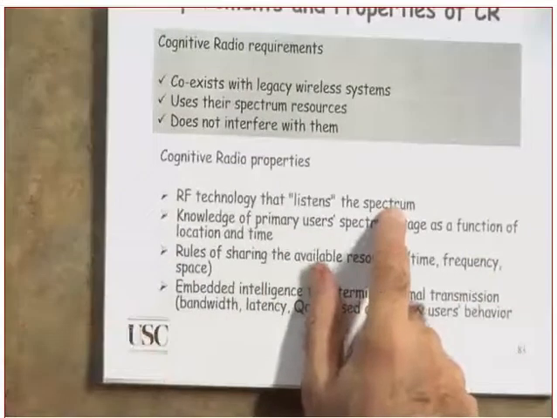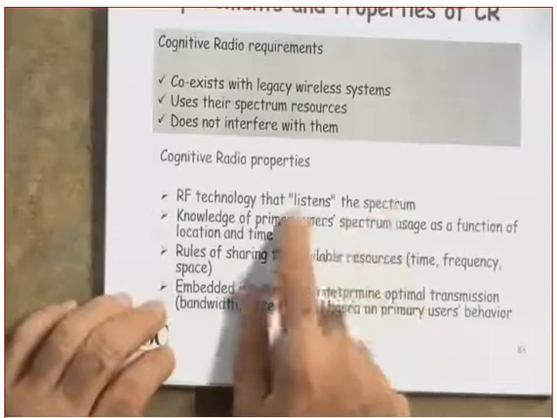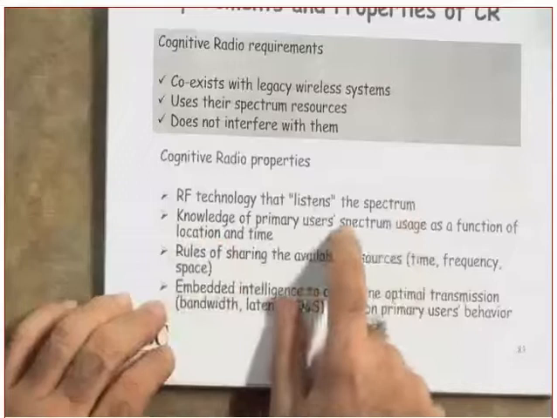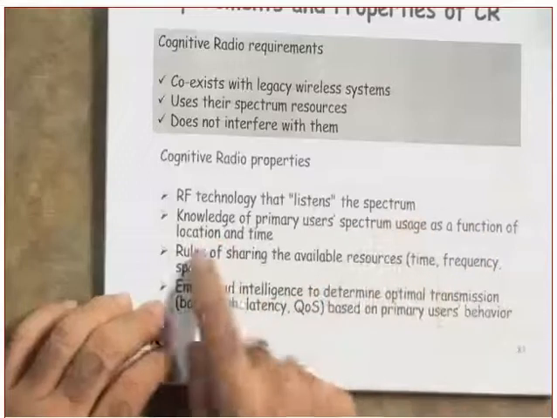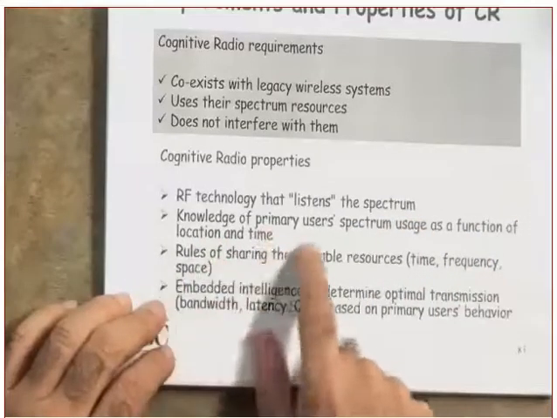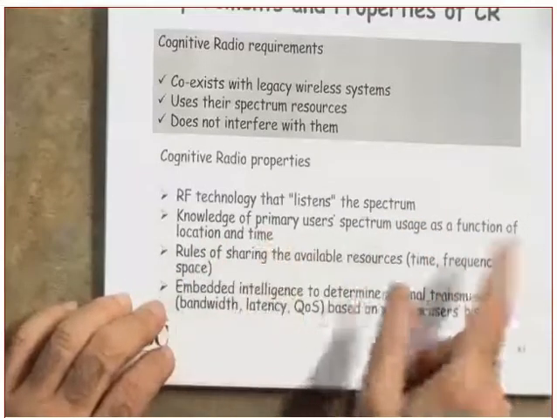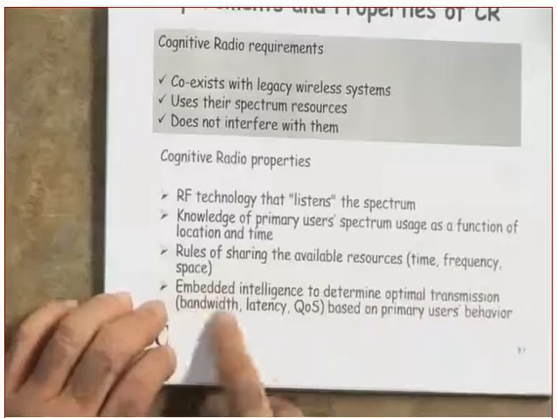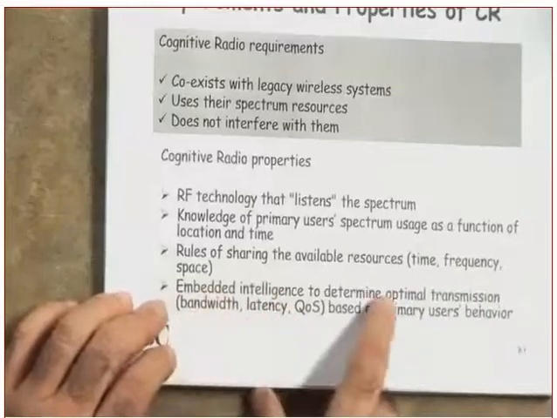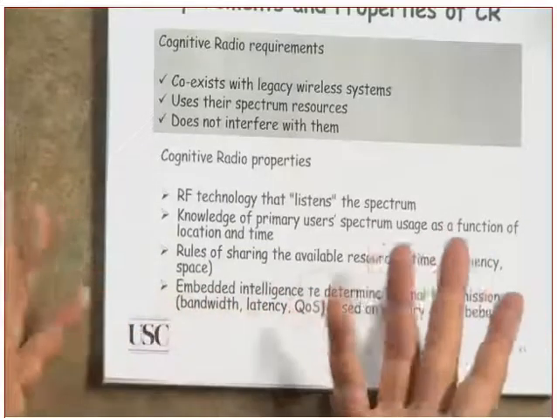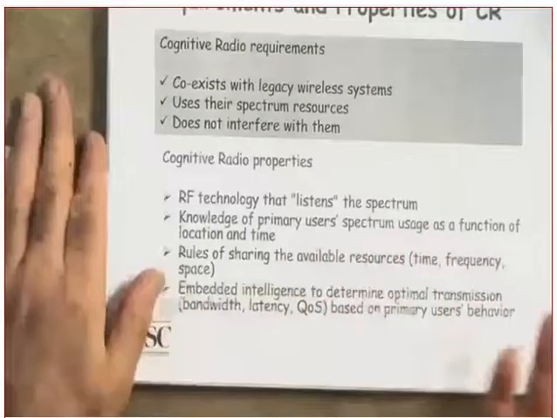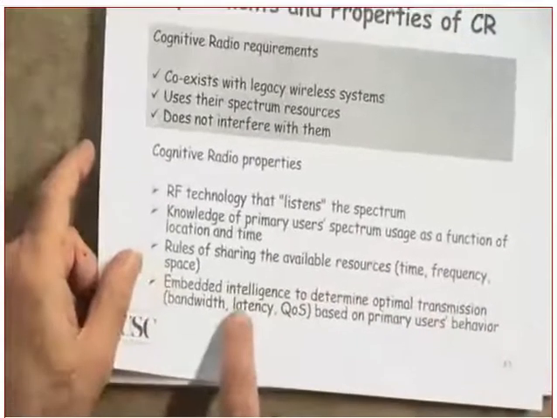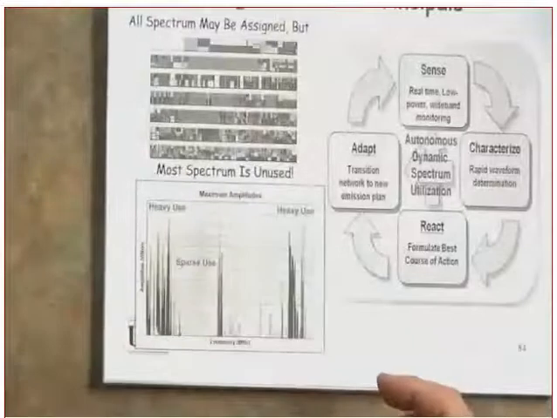It's like sensing the media. It's similar to the Ethernet. Listen to the spectrum. Knowledge of the primary user spectrum usage as a function of location and time. Rules of sharing the available resources in time and frequency and space. And then what? Embedded intelligence to determine the optimal transmission parameters, such as the bandwidth, the latency. Latency means delay. QoS stands for what? The quality of services, and so on and so forth.